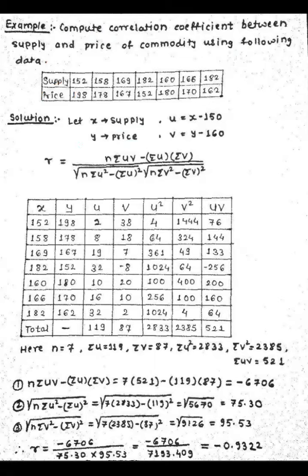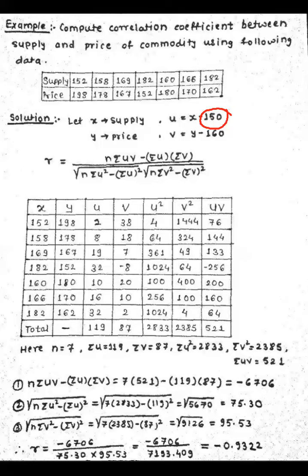Now here the x and y values are large numbers, so if we calculate x square or y square, it becomes a too large number. So to reduce the calculation part, we need to use the u and v variables. So how to find u? For that, look at this formula. So it is x minus 150. Here I am going to consider the value 150. So how is it calculated?